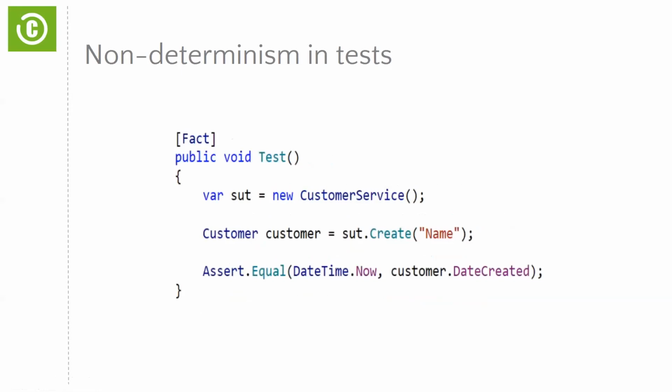Another problem we face is whenever we work with dates. So here, in the customer service class, we are creating a new object, and then we are comparing the date created with the datetime now. So it may pass if it's not taking time to create a customer, but if the system is slow or it takes some time, this will fail.